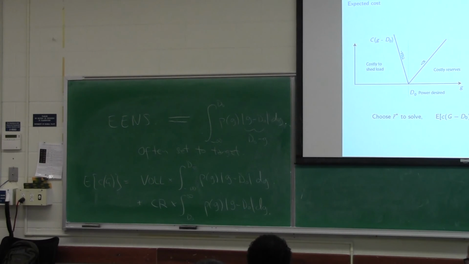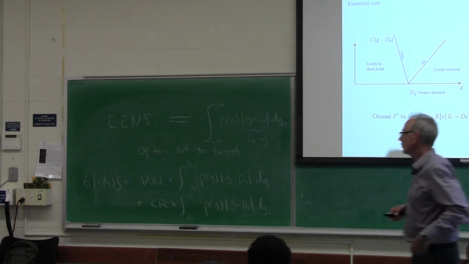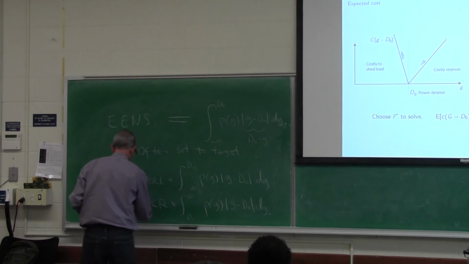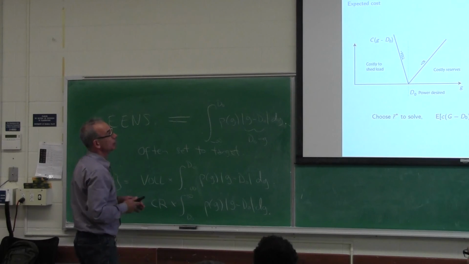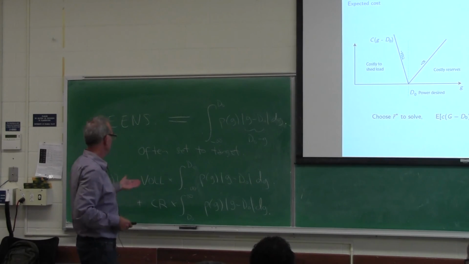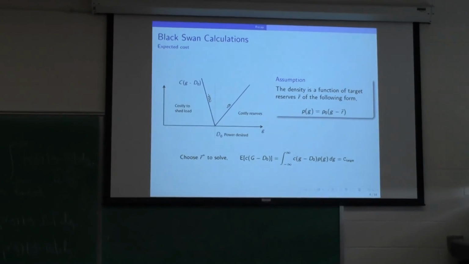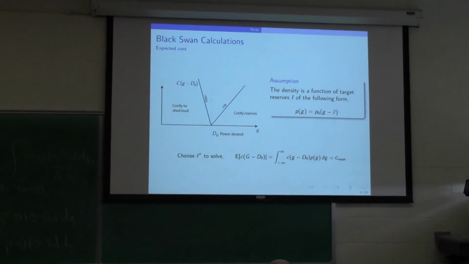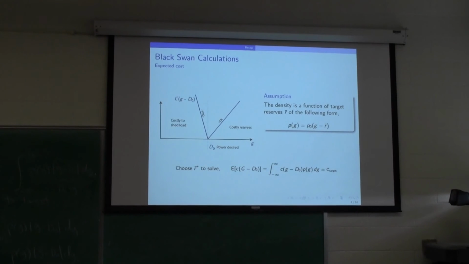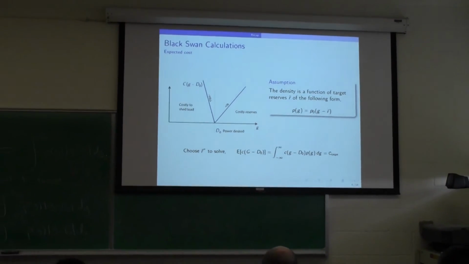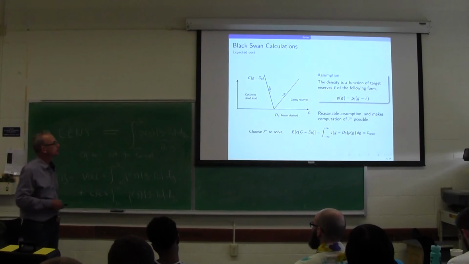So this is a summation of two integrals, right? There's a big summation sign here. Given this cost function, that's one way of writing it down. VOLL stands for the value of lost load, the cost of shedding. C_R is the cost of keeping extra reserves.